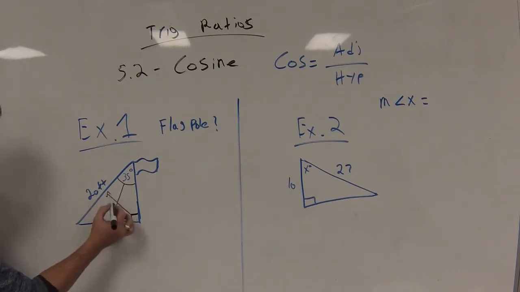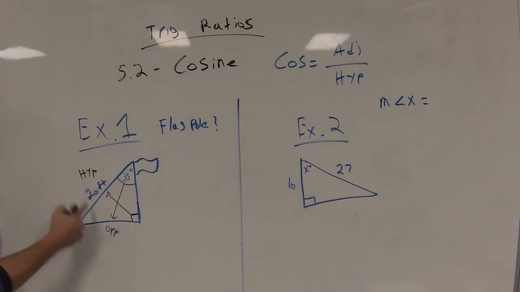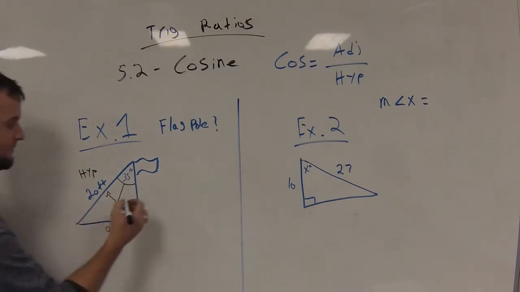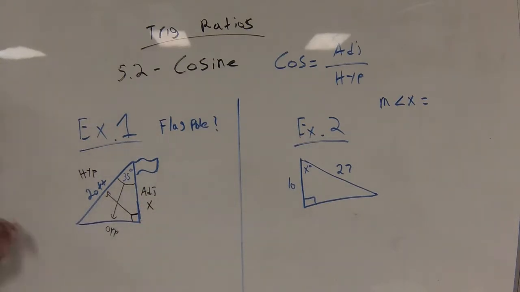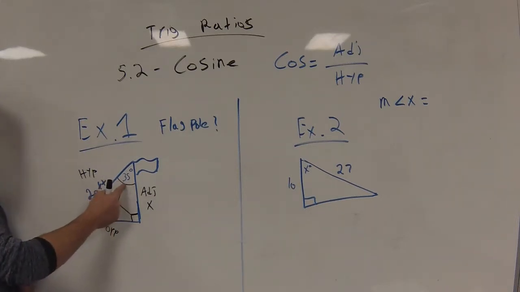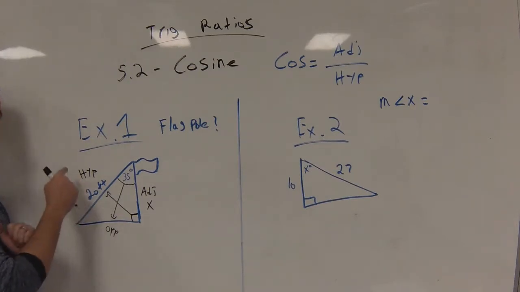Opposite of the right angle is always going to be your hypotenuse. And then besides the other two, the only one left is going to be your adjacent side. And that is actually what I want to find. I want to find that adjacent side. So look here, ladies and gentlemen. From angle 35, I need to find the adjacent side, and I'm given the hypotenuse.